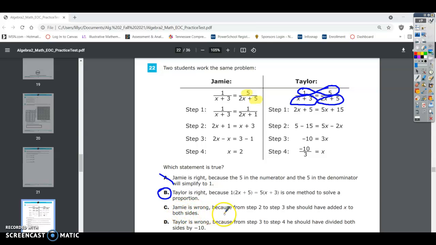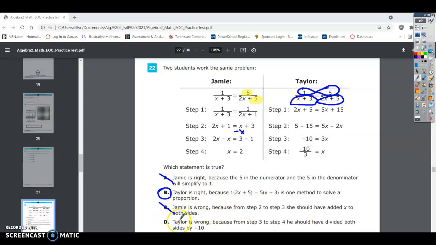C says Jamie is wrong because from step 2 to step 3, she would have added x to both sides. She wouldn't add x. You would have to subtract an x because to get that to cancel on the right side, you have to subtract it. So that step was actually done correctly. So that means that was not wrong in that step.